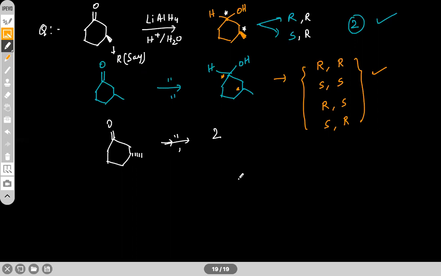Understood this? So you must keep this in mind. There is a difference between this structure and this structure. Here we cannot change the configuration of it. Whatever it is, we will assume that. Only one configuration, R or S. But the configuration of this could be R or could be S, both are possible. So these are the two possible combinations. Am I clear?